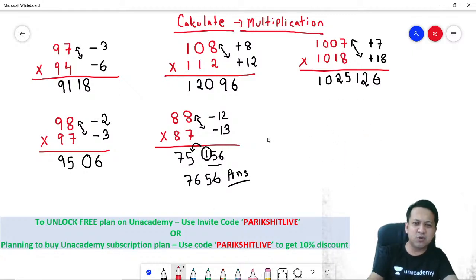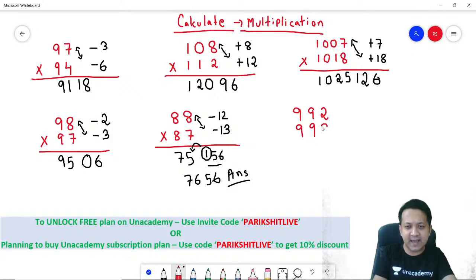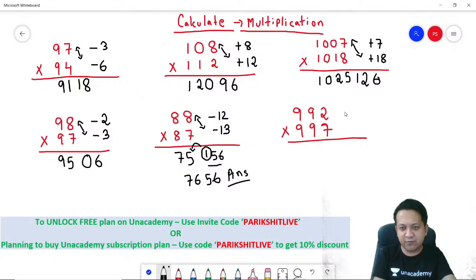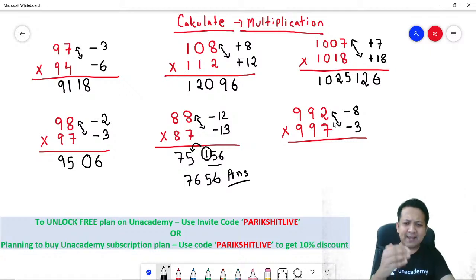Let's take a number now which is closer to 1,000 probably. Let's say you are taking 992 and then 997. Okay, this is what you need to multiply. Step 1. What is step 1? Take down the difference from 1,000. So the differences are minus 8 and minus 3. Step 2, cross. So either you cross it like this or you cross with the other number. 997 minus 8. Doesn't matter. You'll get the same answer. 992 minus 3. How much is it?